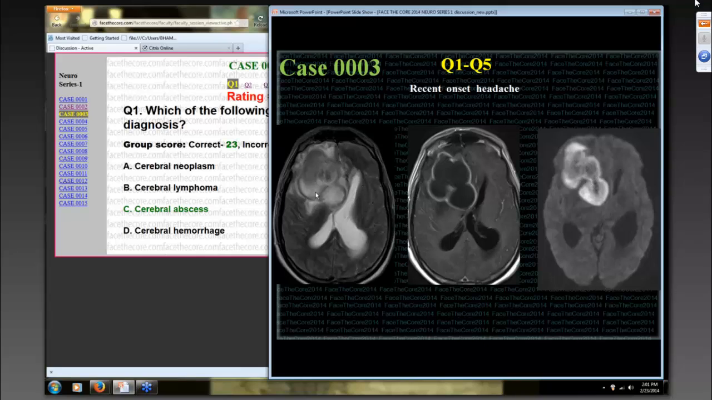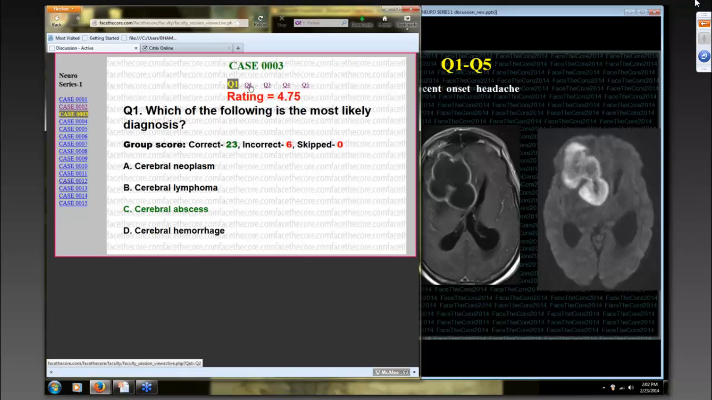Cerebral hemorrhage, of course, obviously this is not a bleed. One thing is the diffusion, and secondly the signal changes that you are seeing here don't go with a hemorrhage, and you especially have to think of that as a possibility theoretically from the recent onset of headache, which is given as the clinical setting.